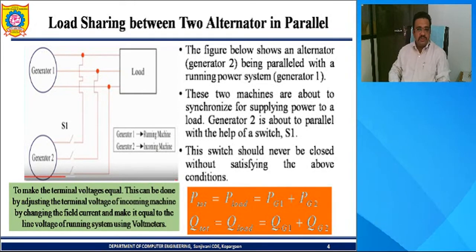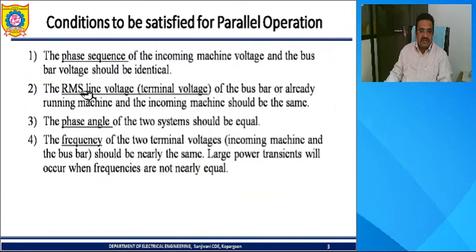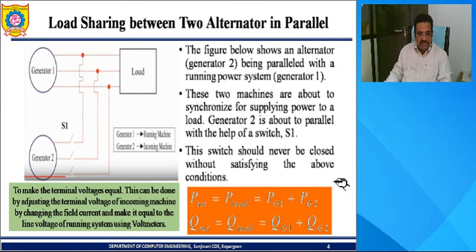Generator 2 is to be paralleled with generator 1 by closing the switch S1. This switch should never be closed without satisfying the above conditions. The above conditions mean the phase sequence, line voltage, phase angle and frequency. If these are satisfied, then and only then can we close the switch, otherwise not.